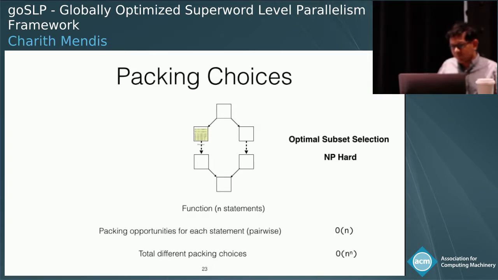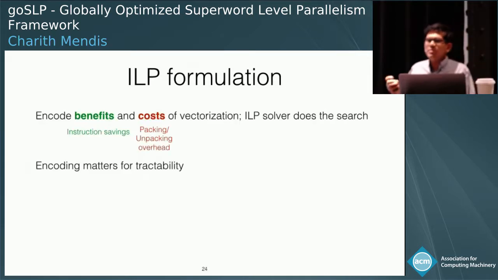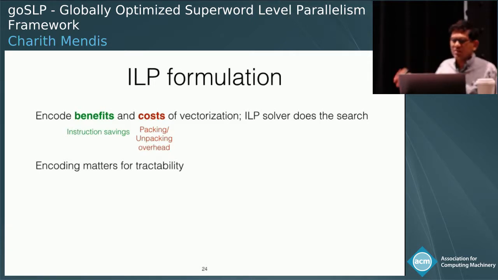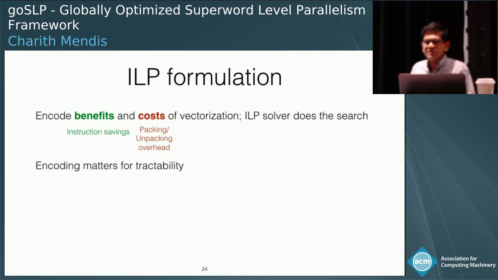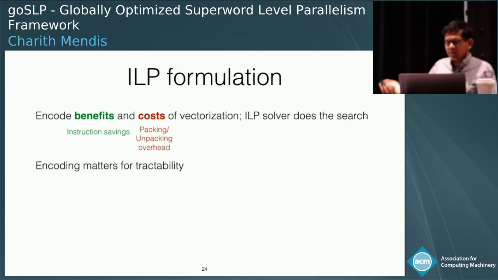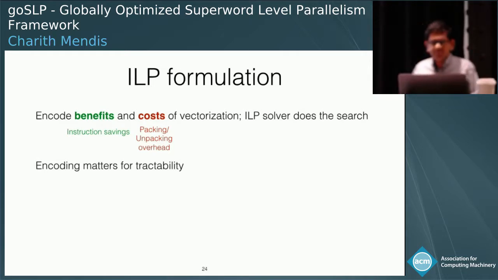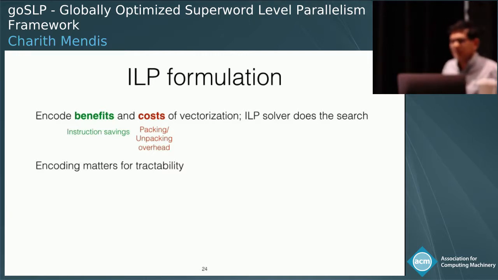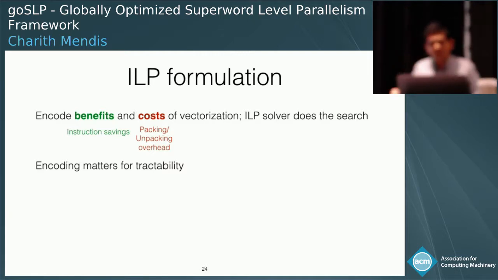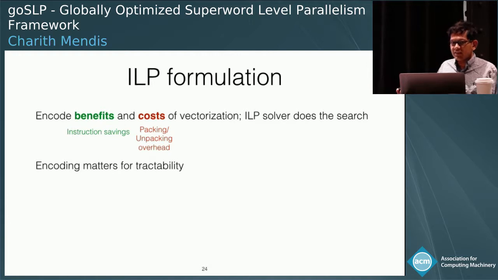But it's already NP-hard. So our strategy is to encode this problem into an ILP formulation by encoding the benefits and cost of vectorization into the objective function of the ILP formula, and then use the power of an existing ILP solver out there. And then one thing we noted was that encoding really matters for tractability. There has been previously an attempt to do ILP encoding for this statement packing problem by Larsen.